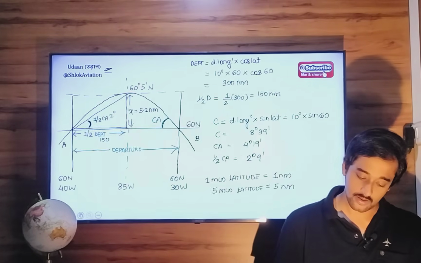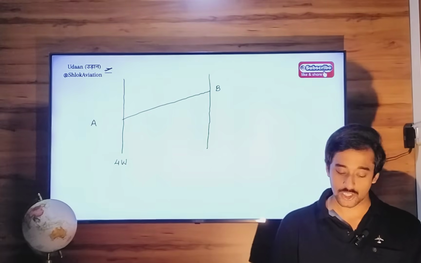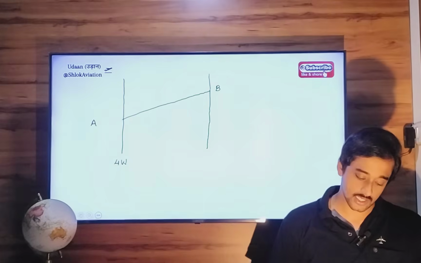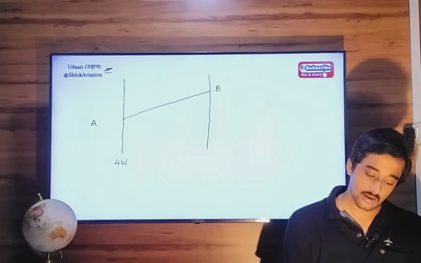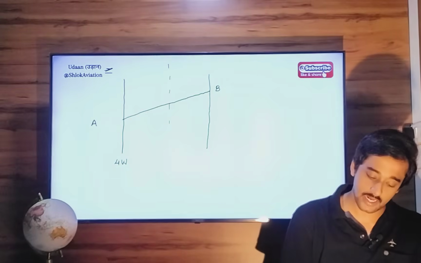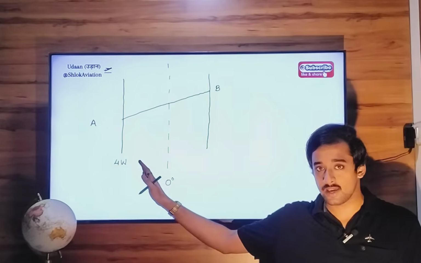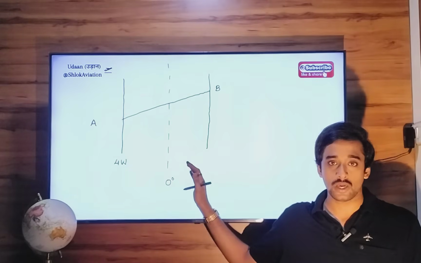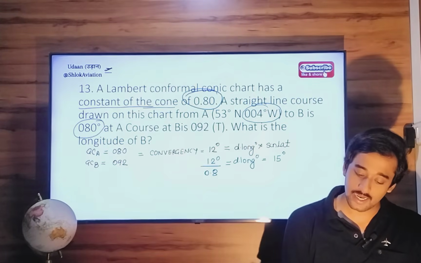Position B will be 15 degrees different from position A. So 15 degrees to the east of 4 degrees west. Now, next to 4 degrees west, there will be the prime meridian, 0 degrees, right? 4 degrees west, 3 degrees west, 2 degrees west, 1 degrees west, 0 degree meridian. Then 1 degree east, 2 east, 3, and so on and so forth. So here the total difference is 15 degrees.